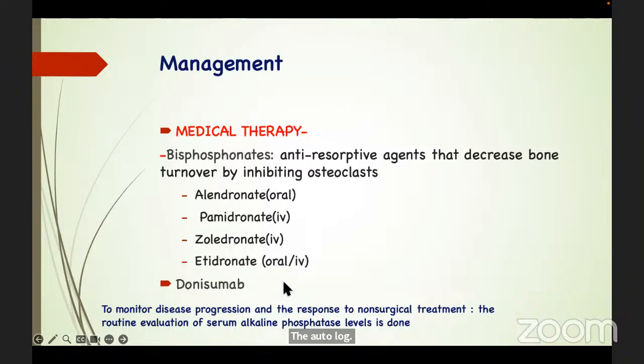Because that inhibits that, some studies have shown some results with this. However, they have also said that when using those drugs, there are complications like osteonecrosis of the jawbone. So this is not very well established, but for bone pain and all, these drugs may be used. However, to monitor the disease progression and the response to non-surgical treatment, routine evaluation of serum alkaline phosphatase level is done.